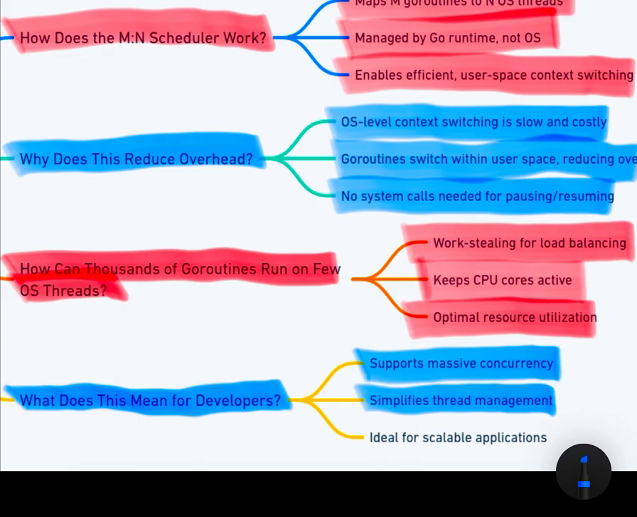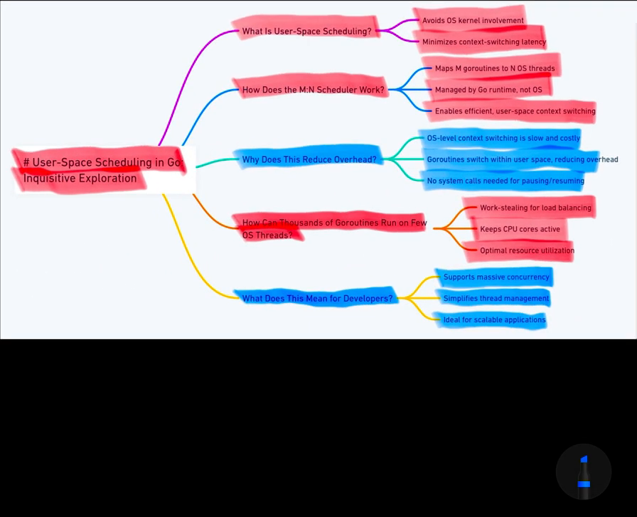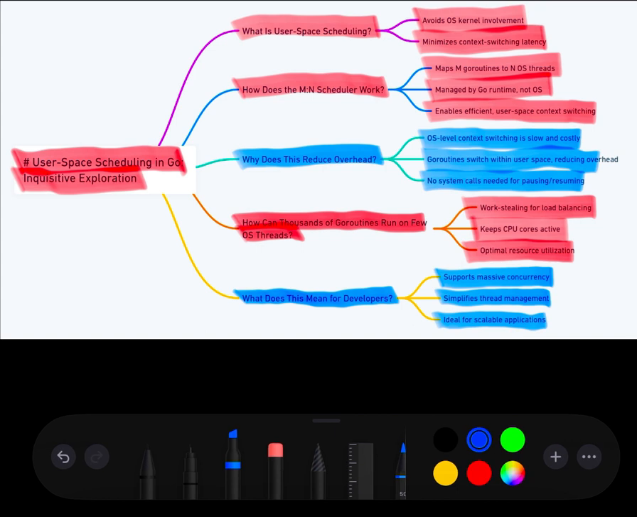So, why does this matter? Because user space scheduling in Go is not just a technical detail. It's a fundamental reason why Go is favored for building scalable, high concurrency applications that need to handle thousands of tasks seamlessly and efficiently.